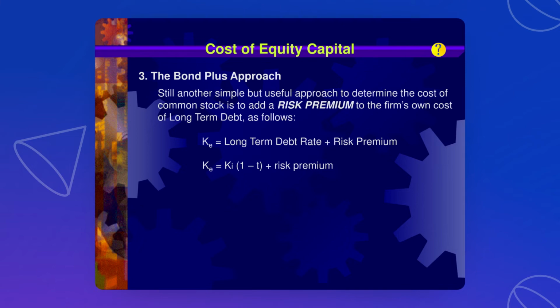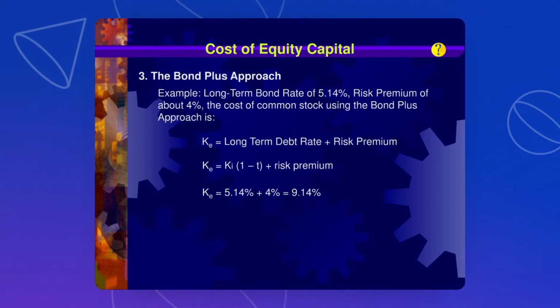Okay, for example, class, this now is your data. As an example of the bond plus approach, the long-term bond rate is at 5.14%, the risk premium is about 4%, and the cost of common stock using the bond plus approach is, again, the long-term debt net of tax, which is 5.14, then you just add the risk premium of 4%.